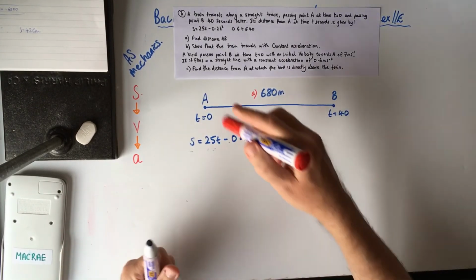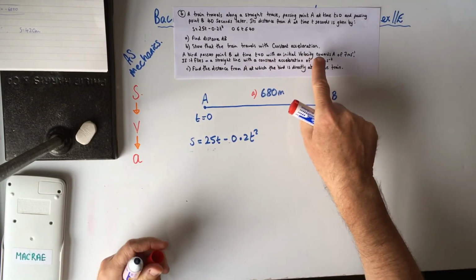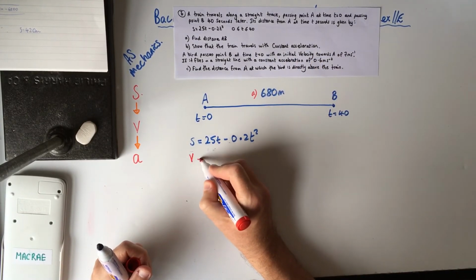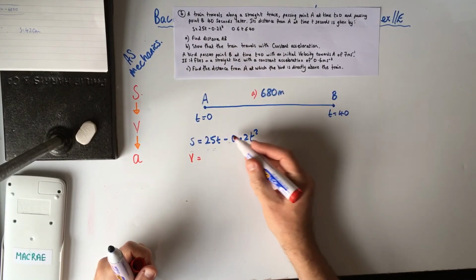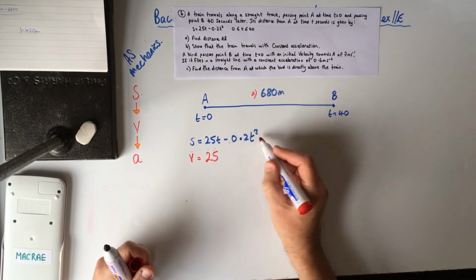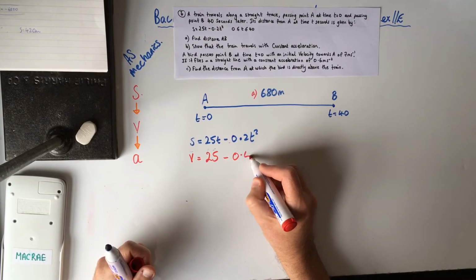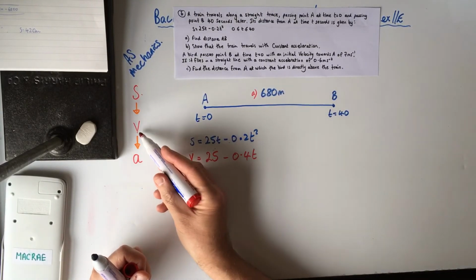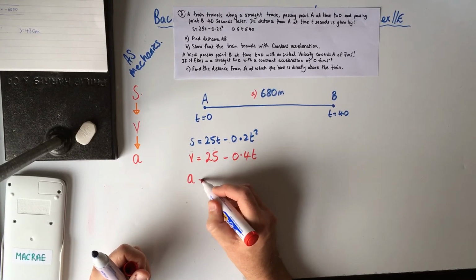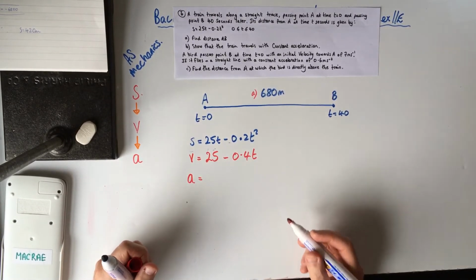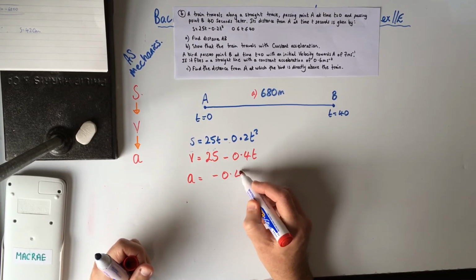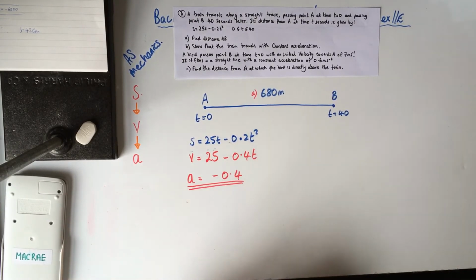Now the next part is a funny one. It says show that the train travels with constant acceleration. So the velocity, differentiating down, is 25 minus 0.4t. They've differentiated it to get the velocity, and if I differentiate again, dv by dt, that's the acceleration. The t goes, and you get minus 0.4. So it's constant acceleration.